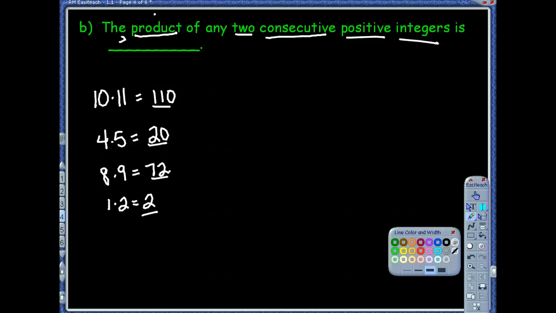What do you notice? That is definitely true. Now, if there was anything more specific than that, we might need some more examples to take a look at. And that really is all that there is for any two consecutive positive integers. That product will always be even. And that is the relationship that you're going to see there. Cool.